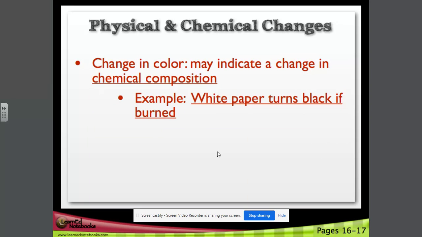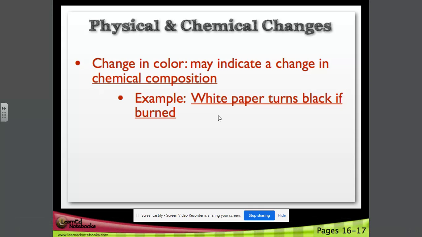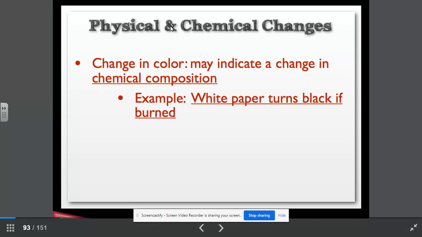So for example, white paper turns black when it's burned. Can you ever get it back to its original paper form after the paper has been burned? The answer is no, because a chemical change has occurred. When a chemical change happens, you can't get it back to its original state.